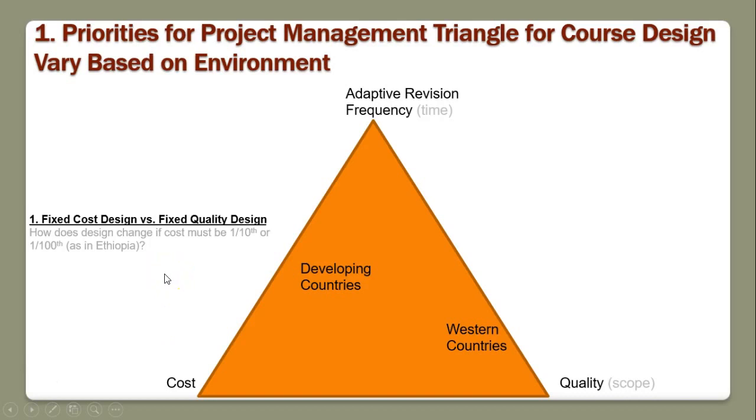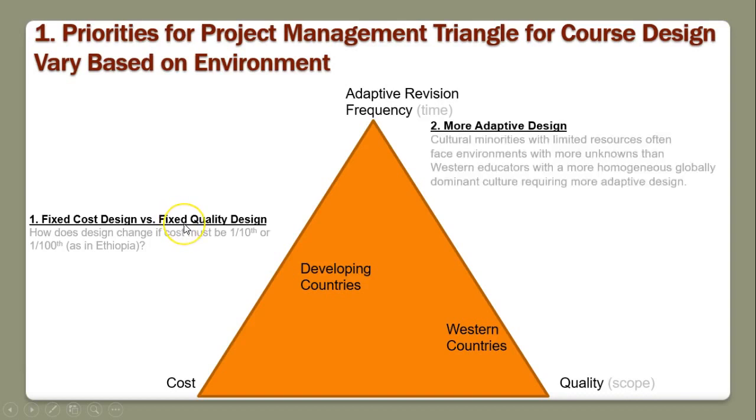If we're trying to provide an education and say we're going to serve in Ethiopia, where even the highest-end colleges only cost $500 a year, you have to change the design dramatically. So do you start with a fixed quality design, or with a fixed cost design? In Ethiopia, you have to start with, how can I provide an education for $500? Whereas in the U.S., a lot of schools will say, how can I provide the best quality education? And then, okay, that's going to cost you $35,000.